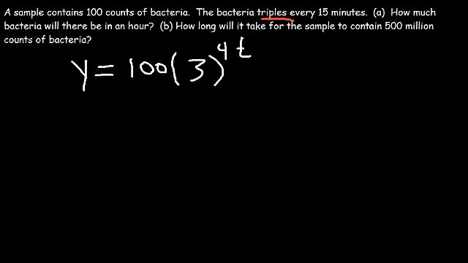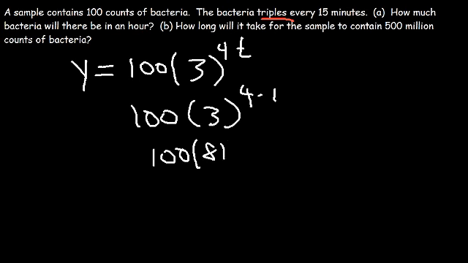So let's answer part A. How much bacteria will there be in 1 hour? So t is 1. 3 to the 4th power is 81, and 100 times 81 is 8100. So that's how much bacteria there will be in a single hour.